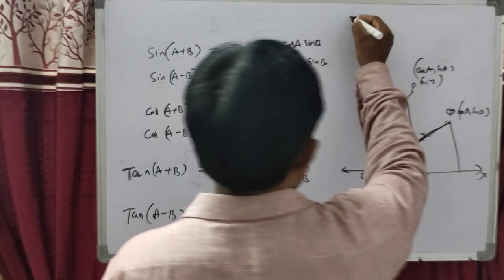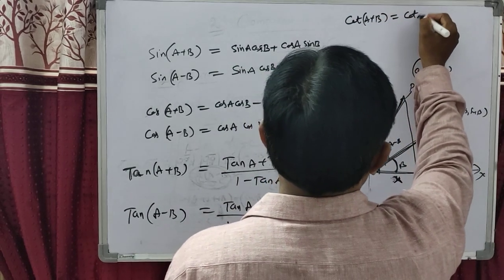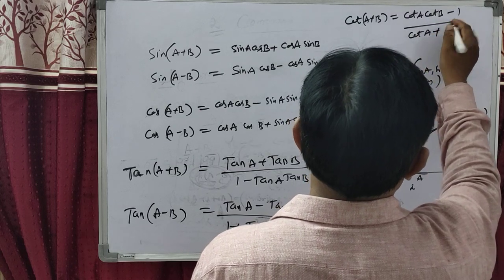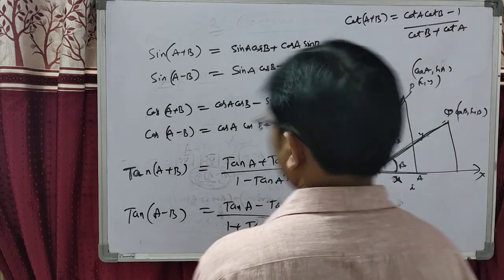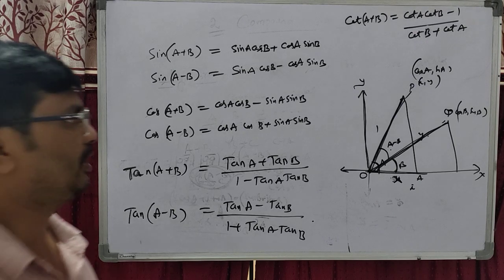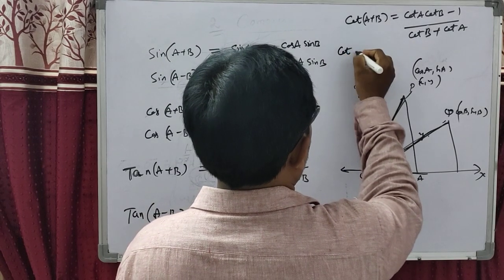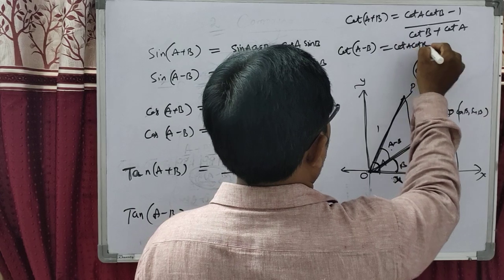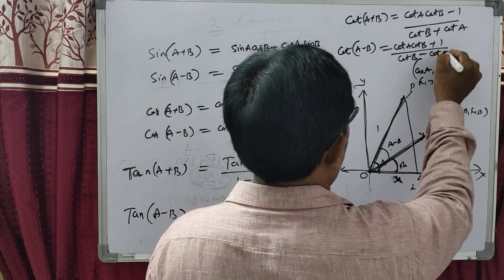Dear students, now the formula of cot of A plus B. This is cot A cot B minus 1 upon cot B plus cot A. The cot of A plus B is cot A cot B minus 1 upon cot B plus cot A. My dear students, then you can write cot of A minus B is cot A cot B plus 1 upon cot B minus cot A.